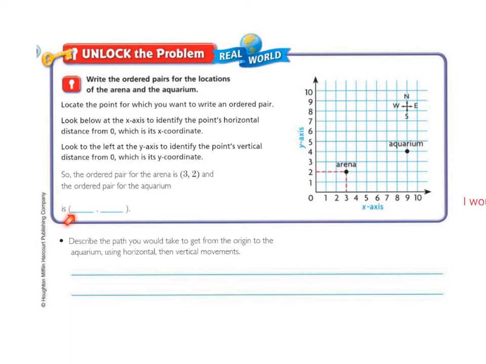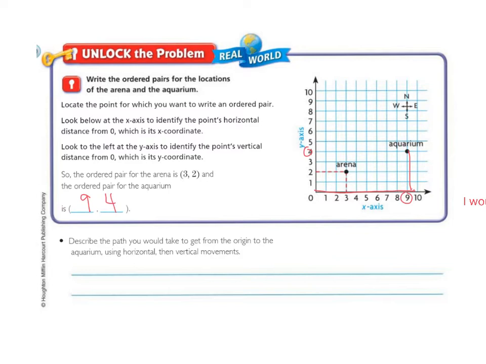And the ordered pair for the aquarium is, so here's the arena. I go over 3, and I go up 2, and that gives me the arena. So I go over 9, because that's where the aquarium is, right? And I go up, and it looks like it's 4. So 9, 4 is going to give me the aquarium. Because I go over 9 and I go up 4. See the 4 there and the 9 there?